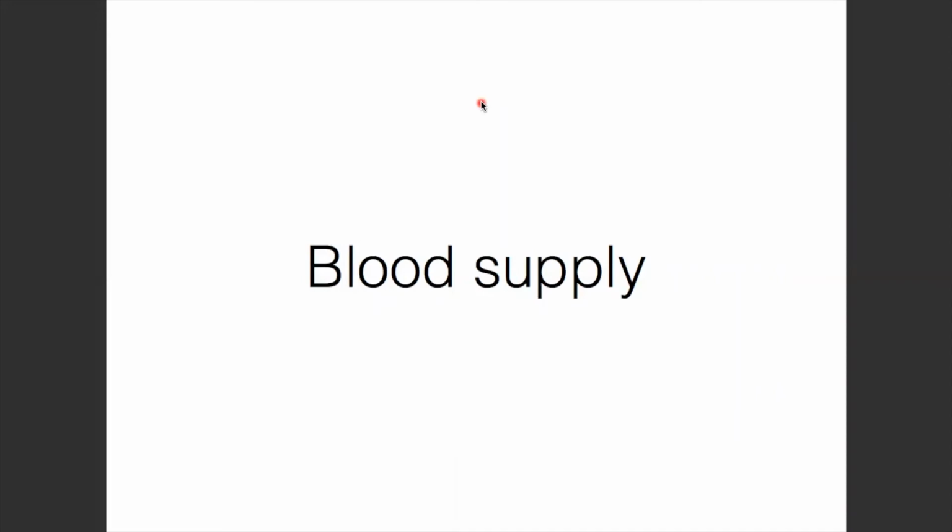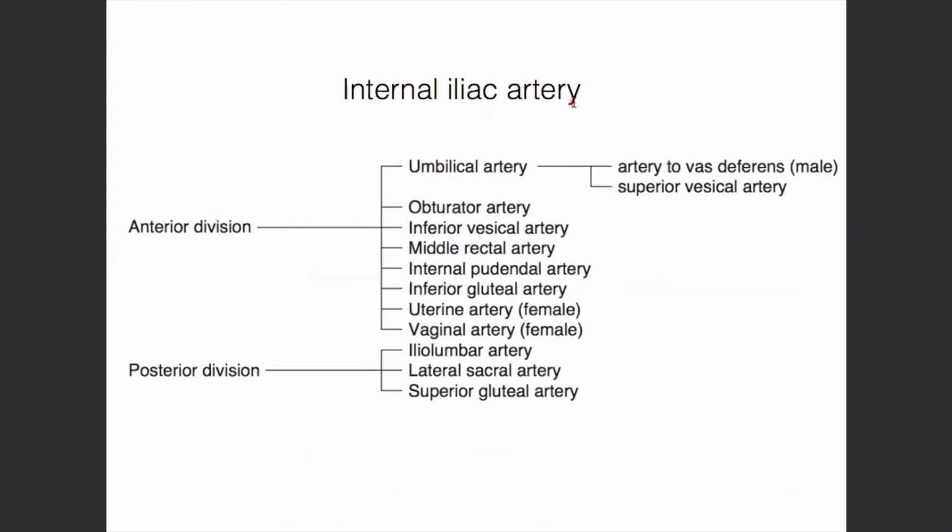Next, we'll be talking about the blood supply of the pelvis in general. The blood supply of the pelvis is mainly by the internal iliac artery. The internal iliac artery itself is divided again into two: an anterior division and a posterior division. The posterior division has only three branches, which are the iliolumbar artery, lateral sacral artery, and superior gluteal artery. What we're more concerned with is the anterior division.